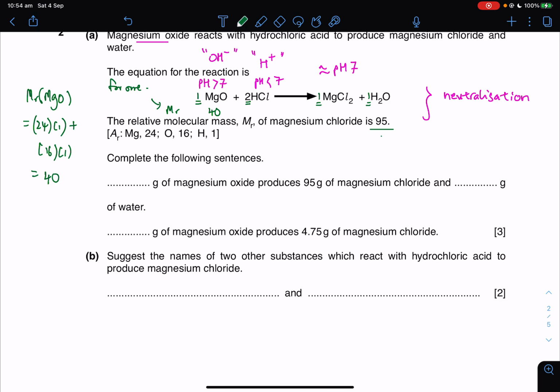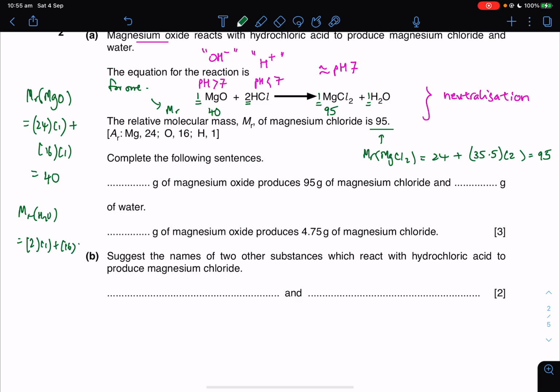How do you get 95? You don't have to do it anymore because the question already gives you, but you should probably know where it comes from. So you've got 2 chlorine and 1 magnesium. That will give you 95 there, and that's for 1 MgCl2. For the H2O, because they do ask you, the MR of H2O, you have 2 hydrogen and 1 oxygen, so they give you 18. So we can see that 40 gram gives you 95 gram and 18 gram.